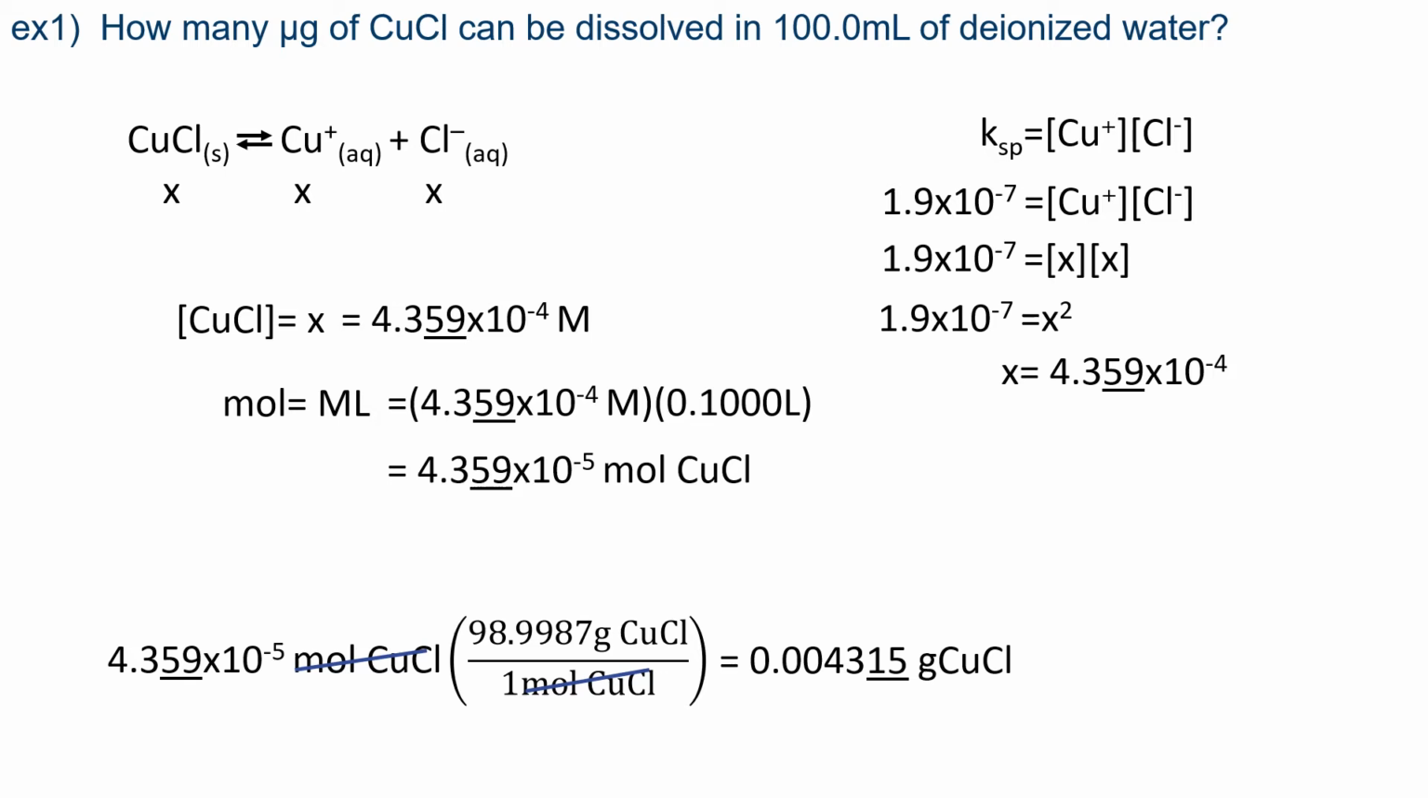and since it asked me for micrograms, well, micrograms is a smaller unit, and I've said before, all conversions are BS, so if one gets bigger, the other gets smaller. So if the unit gets bigger, the number gets smaller. The unit gets smaller, the number gets bigger. So micro moves the decimal 6 spots. Micrograms are small, so our number has to get bigger. We move the decimal over 6 spots. We wind up with 4,300 micrograms of copper 1 chloride.